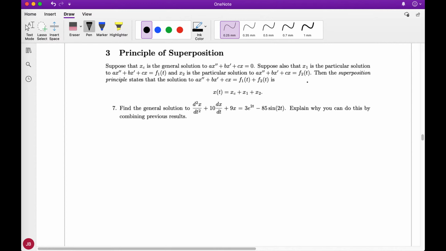All right. So what we're going to do is, let's suppose now, so let's get the highlighter here. Let's suppose now that the right-hand side is actually two functions added together. So no longer just one, but two functions. So something like this, right?